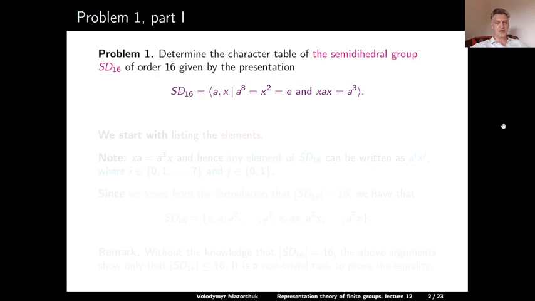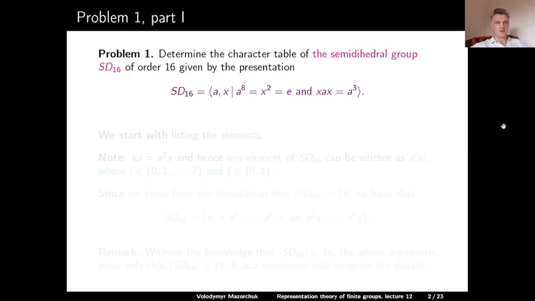Determine the character table of the semidihedral group SD16 of order 16, which is given by the following presentation. SD16 is generated by two elements a and x, and the relations are a to the power 8 is equal to x squared and is equal to the identity, and xax is equal to a to the power 3.